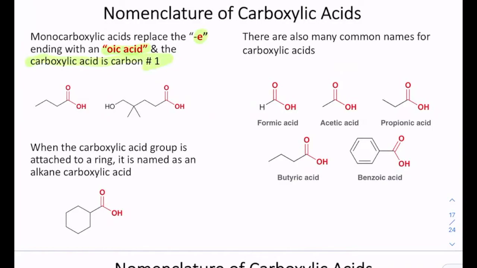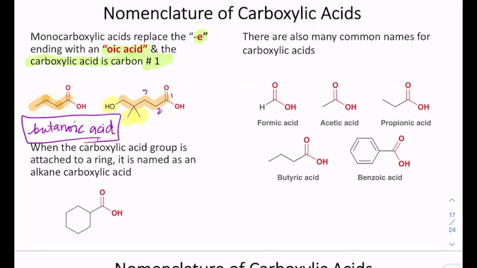So if we're to name this compound right here, our longest carbon chain is 4, so that is going to be butanoic acid. The carboxylic acid is at carbon 1. If we're going to name this compound, our parent chain is 5, and so carboxylic acid wins. So our substituents are going to be the alcohol, the 2 methyl groups. So carboxylic acid's always 1, and so our parent chain here is pentanoic acid.